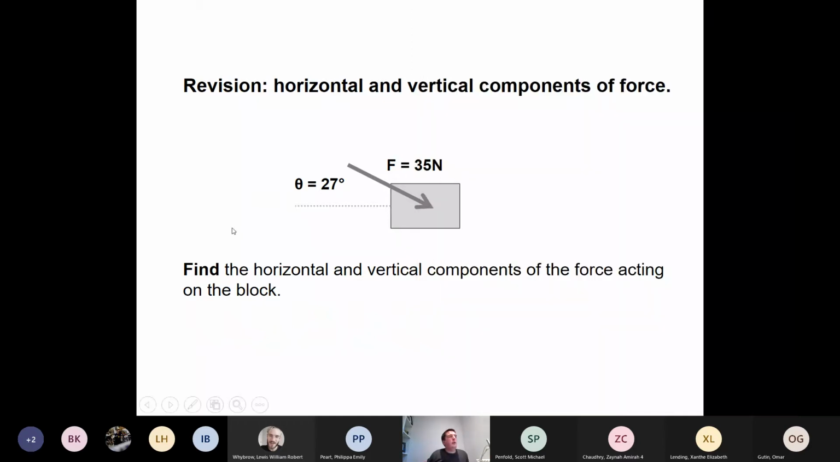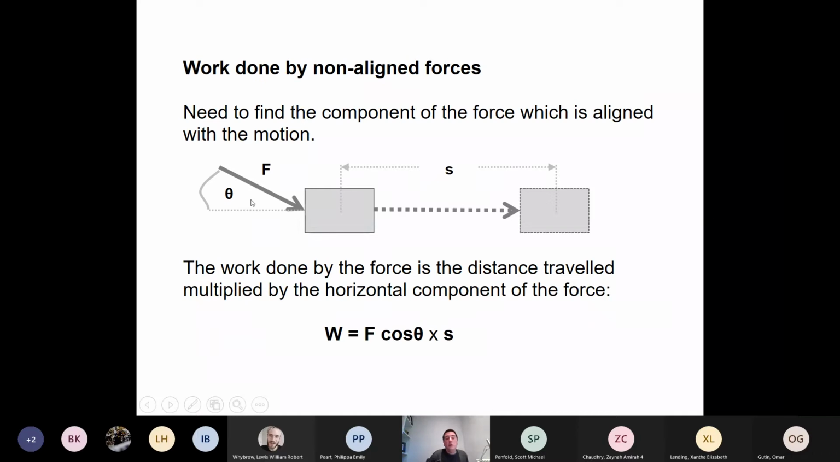So we can now go back and think about that in the context of work. The force acting downwards in this problem isn't really related to it. It isn't in the direction of motion at all. It's perpendicular to the direction of motion, 90 degrees to the motion, but the force acting to the right is in the same direction as the motion. And so what we always want to do to calculate work done, to calculate the energy that it needs to move something, is to find the component of the force acting in the direction of motion. And here that's F cos theta, the component of the force acting to the right, multiplied by the distance.